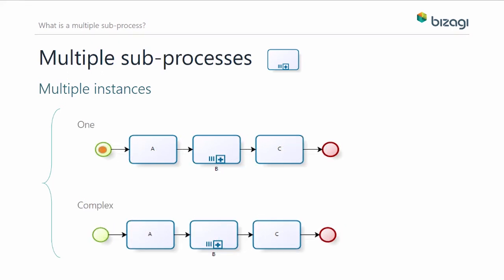One means that the parent process will continue to the next activity after the first instance has finished. See the simulation. Finally, complex means that the parent process can continue if a condition is met. In this simulation, if at least 2 instances have been completed, the parent process can continue.